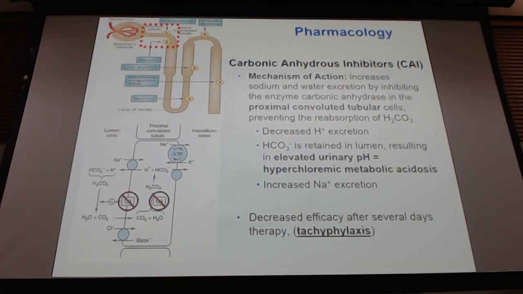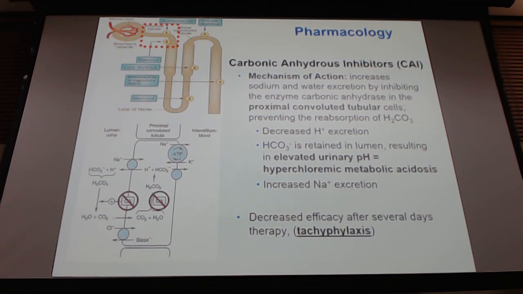So we have the carbonic anhydrase inhibitors. They are located and work on the proximal tubule of our nephron. They increase sodium and water excretion by inhibiting the enzyme carbonic anhydrase. It'll prevent the reabsorption of carbonic acid, which is H2CO3. Because of this, we'll have less hydrogen being excreted into our lumen.